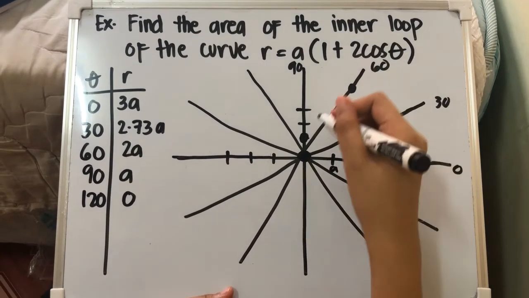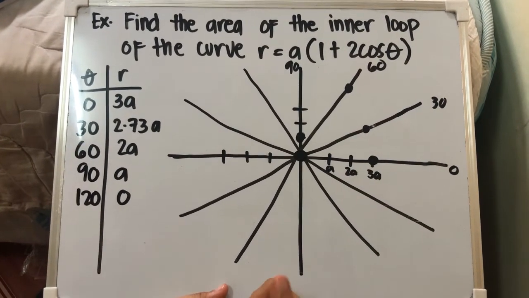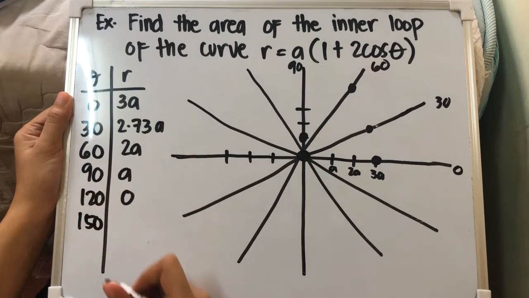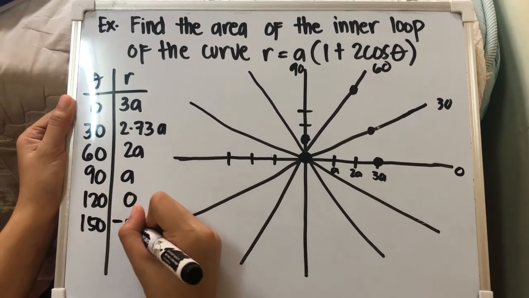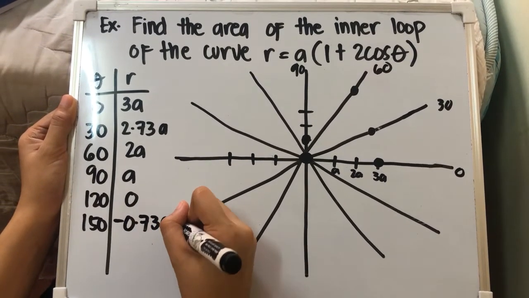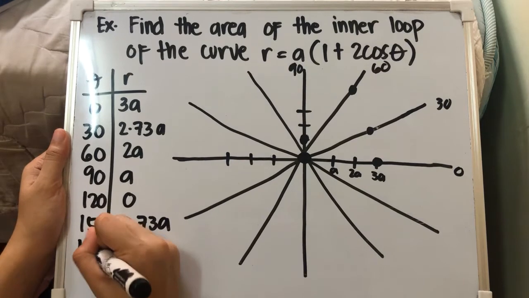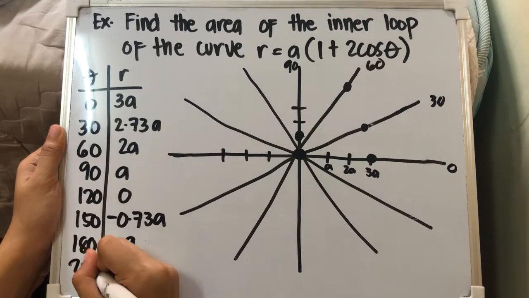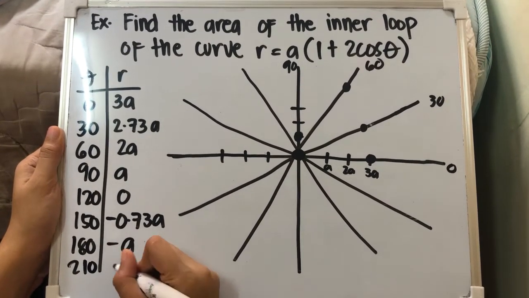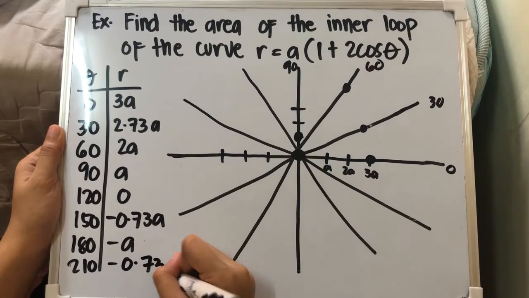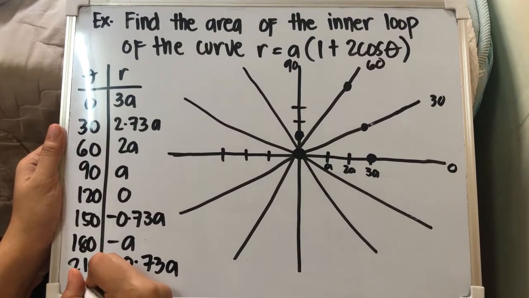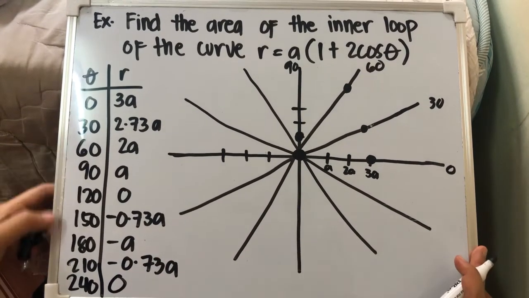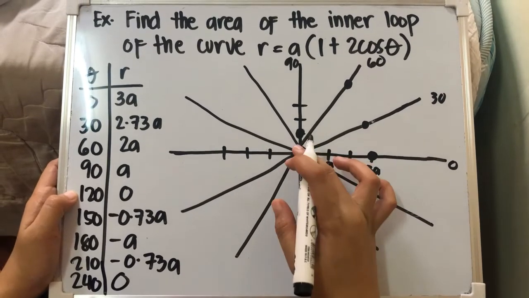Then as you know, we haven't closed any polar curves yet, so we need to continue with our substitution. So we have 150, that is equivalent to negative 0.73 A. Then we have 180, that is equivalent to negative A. And for 210, we have negative 0.73 A. And then for 240 degrees, we have equivalent to 0. So let's try to continue. So we end with 120 and 0, which is here.